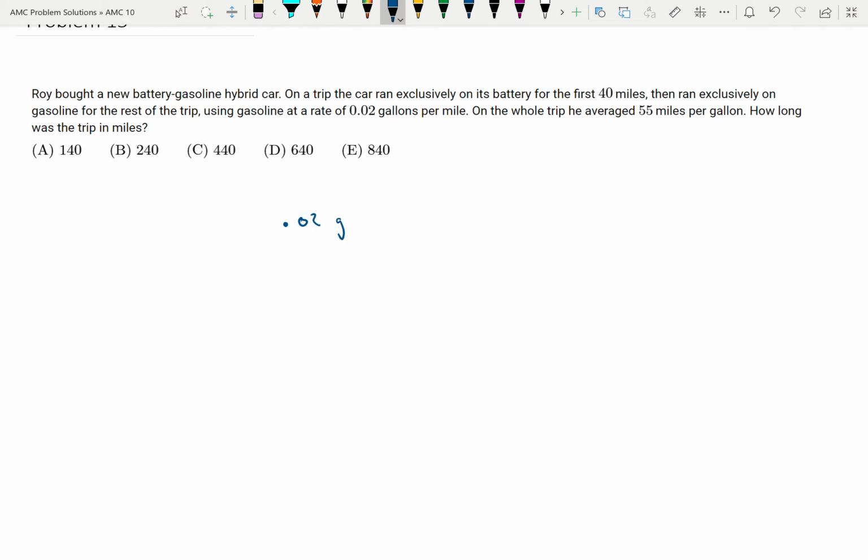0.02 gallons per mile. If we multiply 0.02 by 50 and then 1 mile by 50, we get that running on gas, it goes 50 miles per gallon.